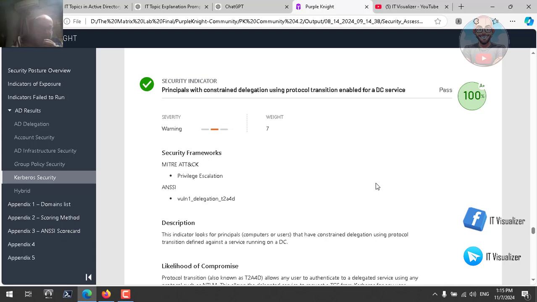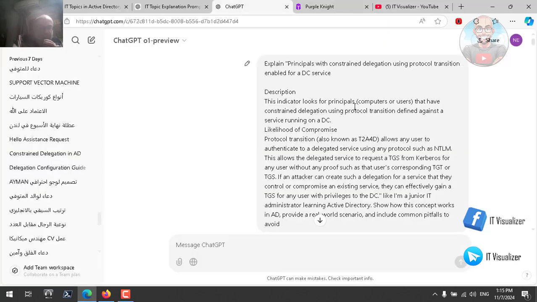That will clarify this concept. So again, we are talking about principles with constrained delegation using protocol transition enabled for a DC service. Here, when we see protocol transition, we are talking about authentication protocols transition, as I can see from the description on likelihood of compromise. So let's see first the answer of ChatGPT when I ask it to explain this concept.